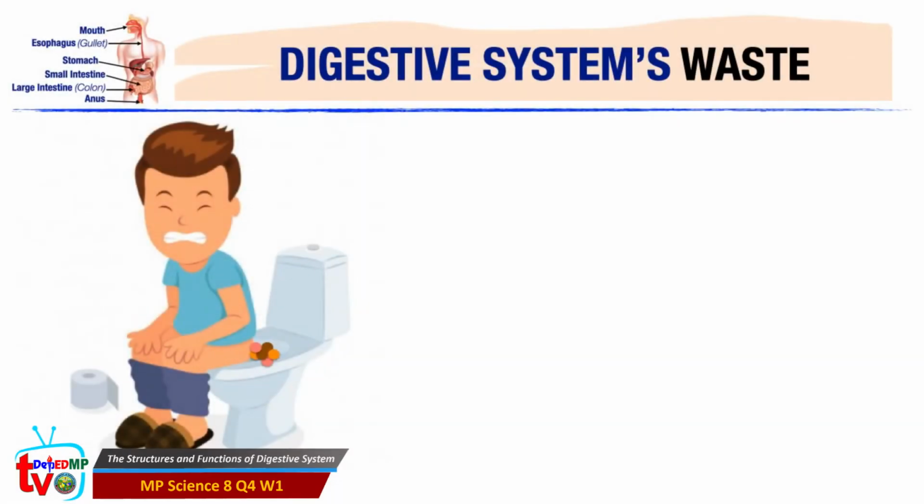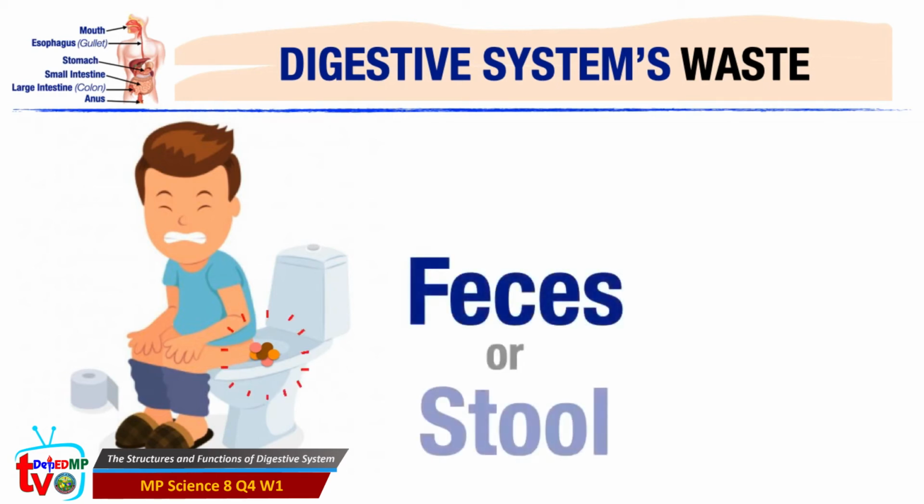How do we call the waste collected by the large intestine and expelled or passed out through the anus? We call the waste as feces or stool.